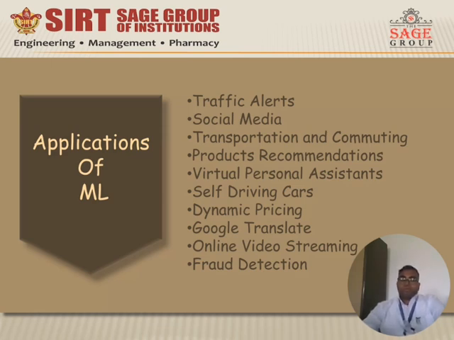Self-driving cars use different kinds of sensors to decide whether to drive or not. Dynamic pricing, Google Translate, which is language processing, online video streaming, and fraud detection. One example of fraud detection is spam or not spam, which we already discussed in the previous slide. So these are some of the applications of machine learning, where we can use machine learning algorithms.